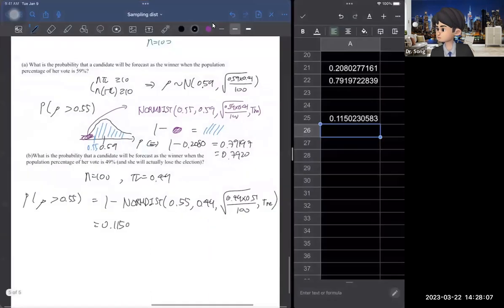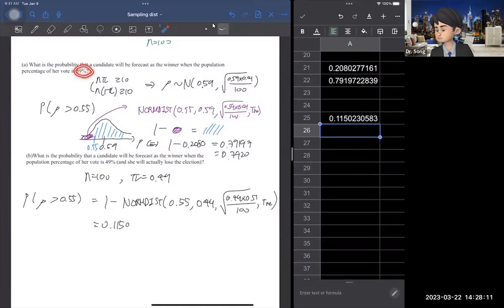So what's the difference? In the first one, the population proportion is 59%, but in the second question, the population proportion is 49%. Given this, you will have a different probability. The first one is a 79.2% probability that she is going to win. And then the second one, given that the population proportion is 49%, the probability she wins this election is only 11.50%.